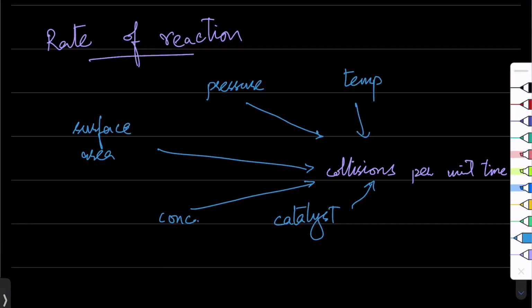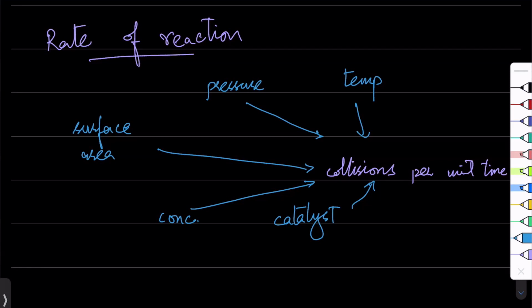That's important. Okay, pressure. Particles are closer together, so there are more collisions per unit time. They collide more, so more collisions per unit time. Again, it only affects gases. That's important. So if there are solids or liquids, pressure doesn't have any effect on the rate of reaction. Okay, surface area.